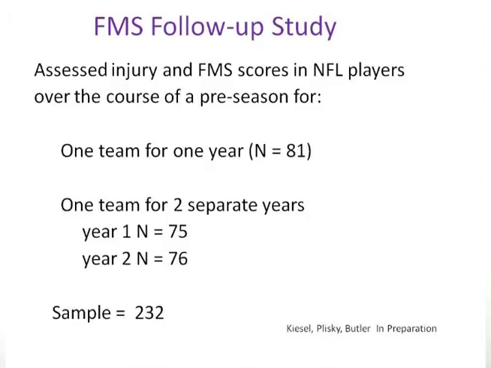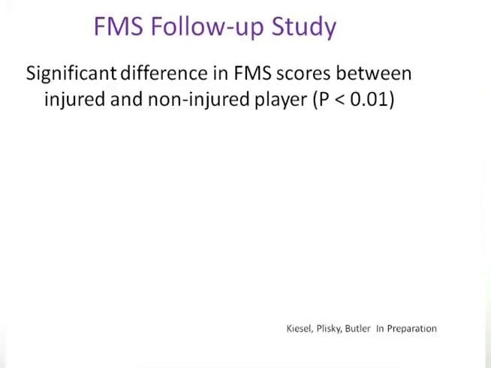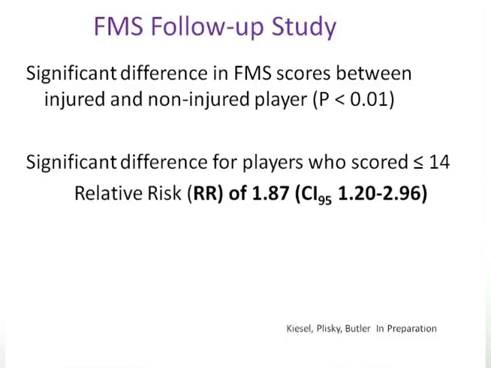We applied some standard statistics to this, and we'll run through the results of what we found. First of all, we found that there was a significant difference in FMS scores between those that were injured and those that were not injured. We found that those scoring 14 or below on the movement screen had about a 2-fold risk for injury over the 6 weeks or 8 weeks of the camp, of the entire preseason.